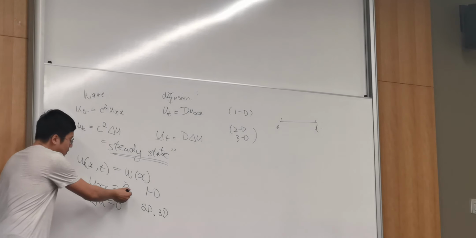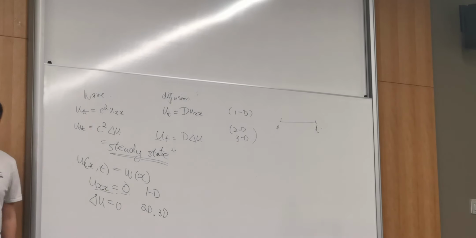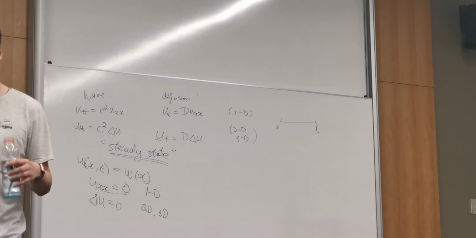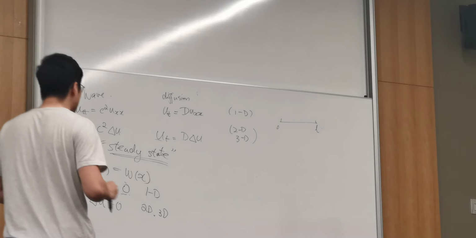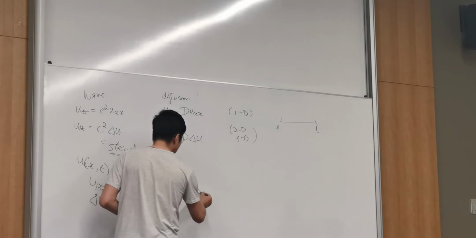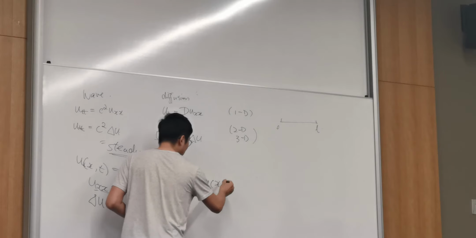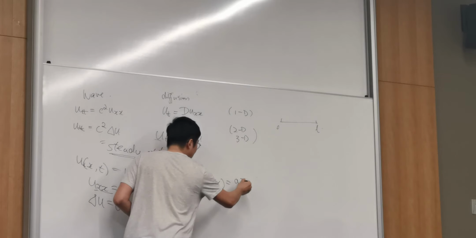For 1D, what are the possible solutions for u_xx equals 0? A constant, of course. u is a constant, which leads to u_xx equals 0. But what else? A degree 1 polynomial, which means linear functions. So u_xx equals 0 in the 1D case simply means that u(x) equals ax plus b.